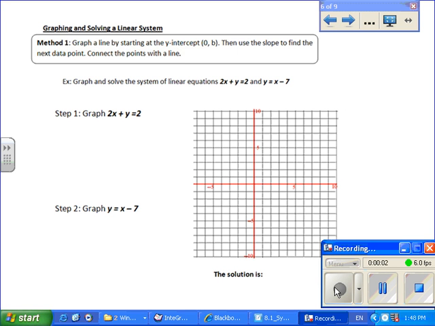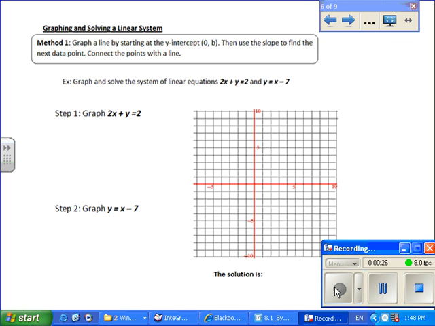Hi everyone, welcome to the second part of our 8.1 notes, and we're just going to finish up here looking at how to graph a system if we're given two lines, two equations, and we're trying to solve the system. So we're looking for the point of intersection. Graphing and solving a system is quite straightforward. In fact, you already know how to graph a line.